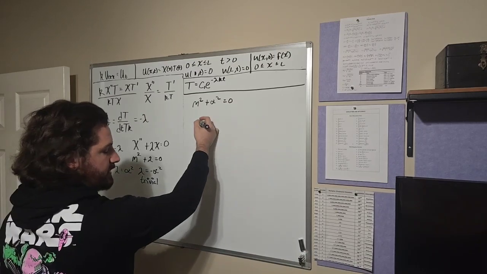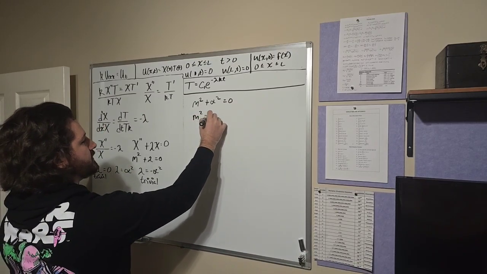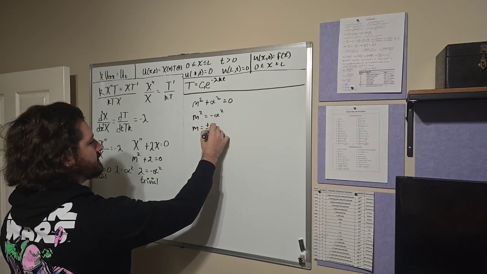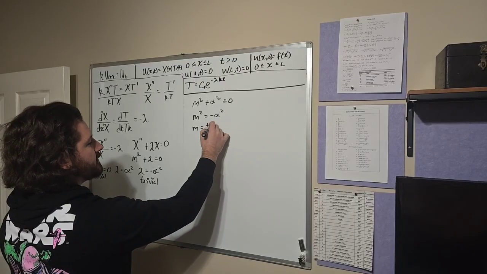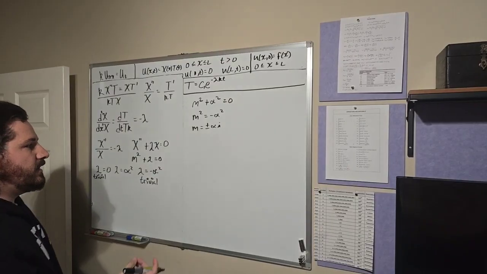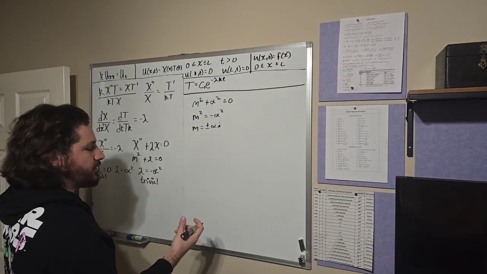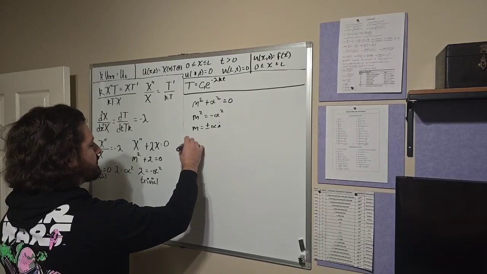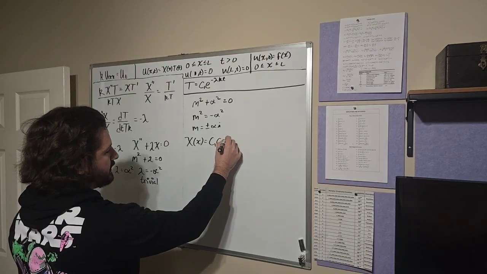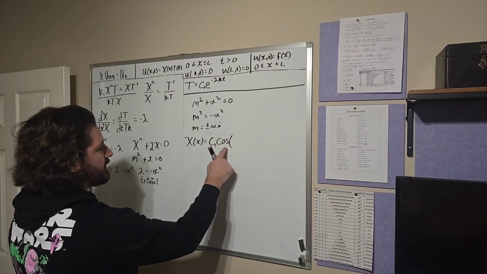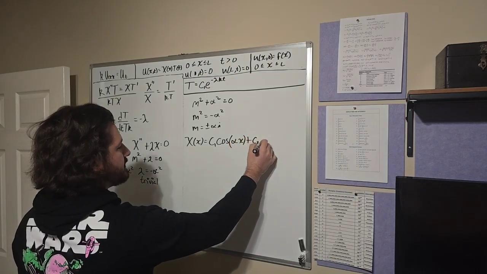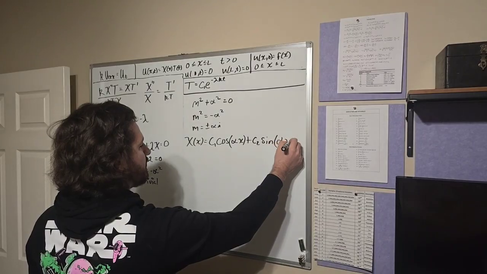Let's move this alpha squared over to the other side, so we get m squared is equal to negative alpha squared. Take the square root of everything, and we get m is equal to plus or minus the square root of negative alpha squared, which is just alpha times i. So this is our complex conjugate pair from really early on in your differential equations course, which works out to be capital X of little x is equal to C1 cosine, regular cosine, not hyperbolic cosine here, of alpha times x, plus C2 regular sine of alpha times x.